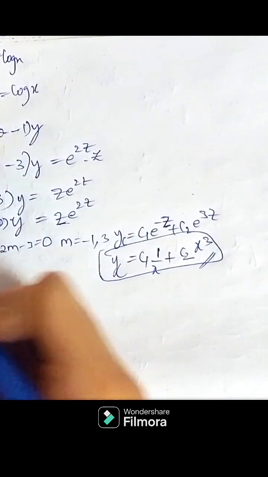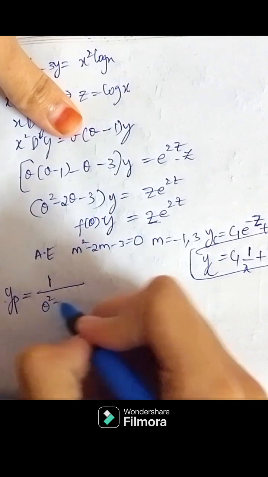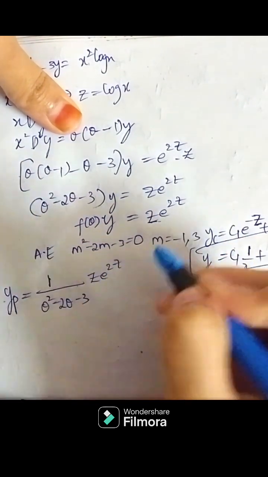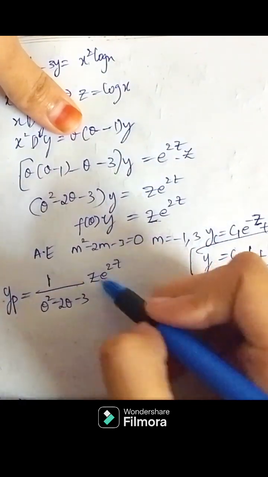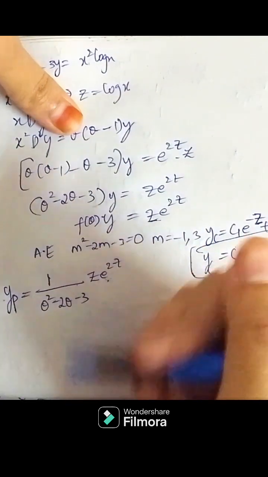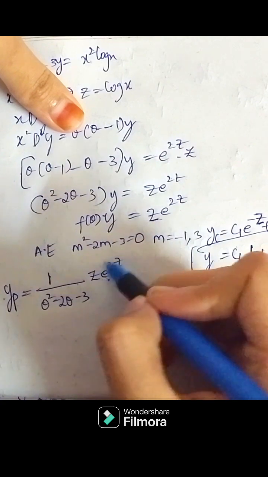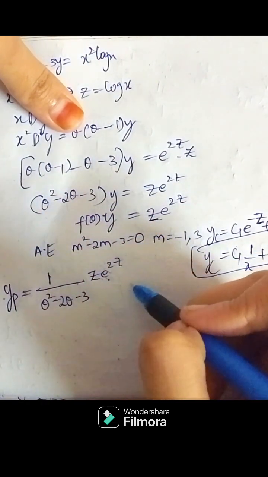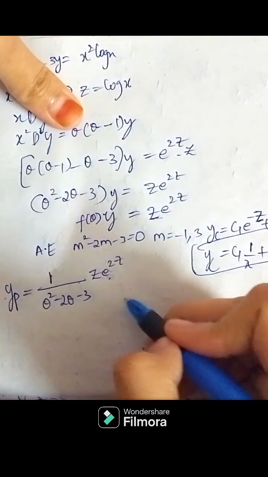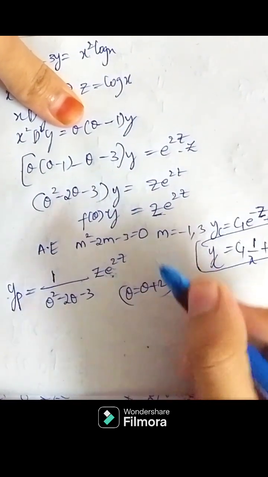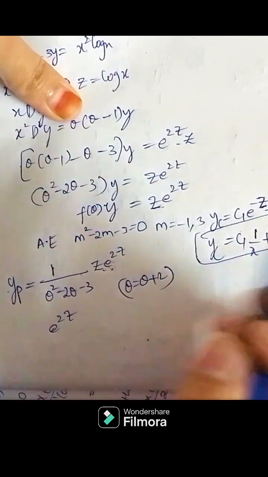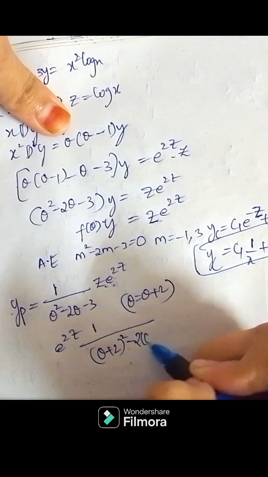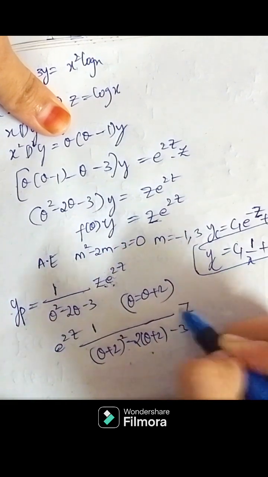So yp is 1 by f of theta into q of z. It is z e power 2z. Which case is this? Case number 4, where you have an exponent term and some other function. So in case number 4, what did we used to do? We used to put the exponent term before and put D is equal to D plus a. Here a is 2. So we'll put theta is equal to theta plus 2. Right? I'll bring e power 2z, friend. 1 by theta plus 2 whole square minus 2 into theta plus 2 minus 3, z.